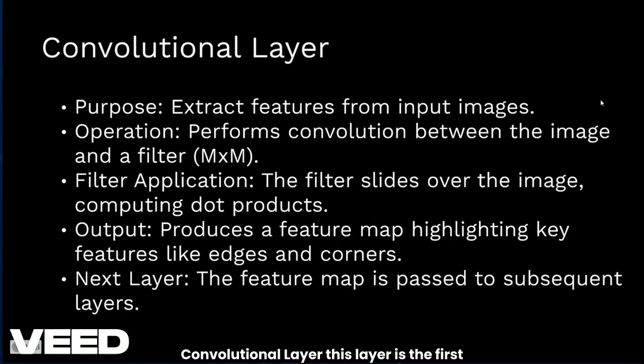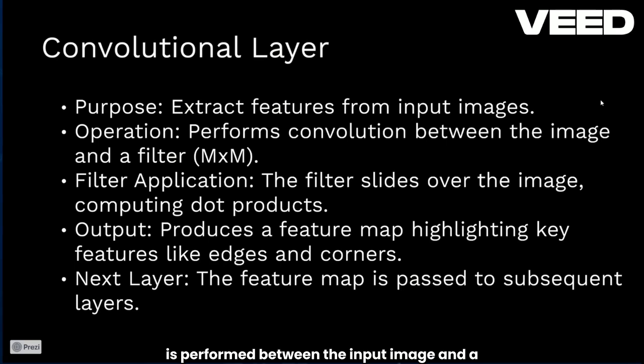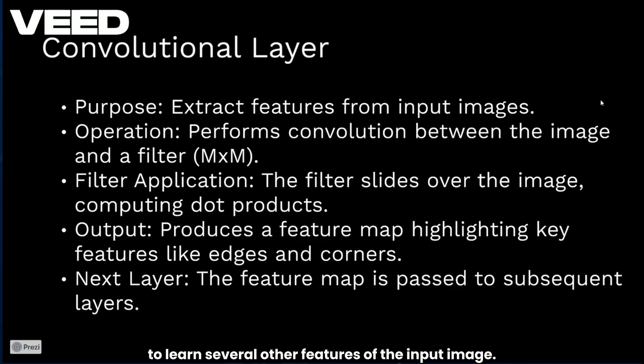Convolutional layer. This layer is the first layer that is used to extract the various features from the input images. In this layer, the mathematical operation of convolution is performed between the input image and a filter of a particular size M×N. By sliding the filter over the input image, the dot product is taken between the filter and the parts of the input image with respect to the size of the filter. The output is termed the feature map, which gives us information about the image, such as the corners and edges. Later, this feature map is fed to other layers to learn several other features of the input image.